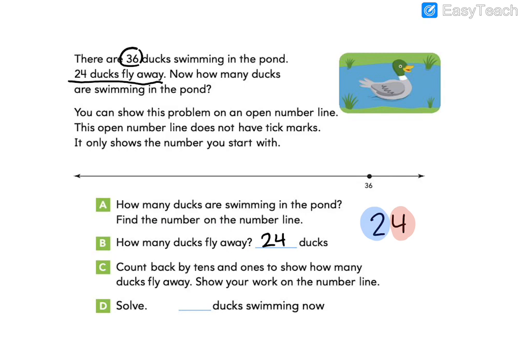So let's go back our 2 tens first. 1 ten less than 36 is 26. Let's go back one more ten. 10 less than 26 is 16. Now we'll go back 4 ones. 1 less than 16 is 15. 1 less is 14. 1 less is 13, so we've done 3 jumps. We need to do 1 more. And 1 less is 12.